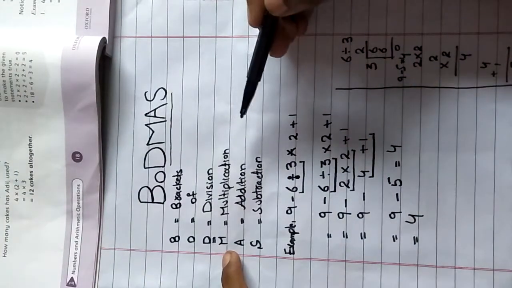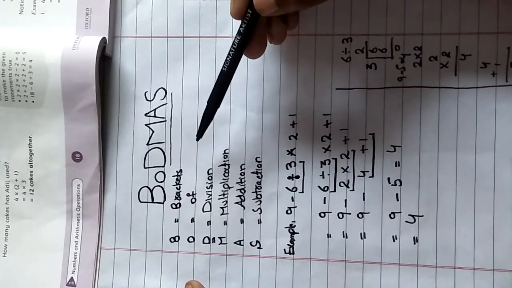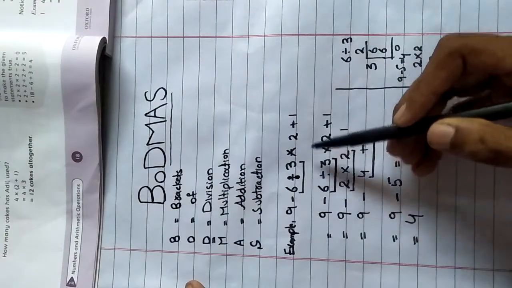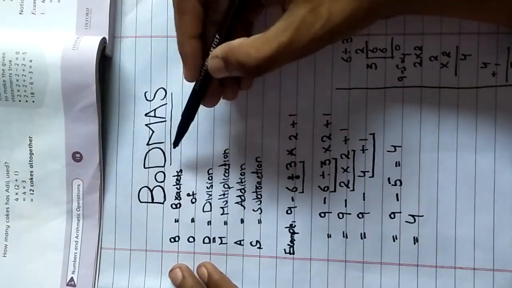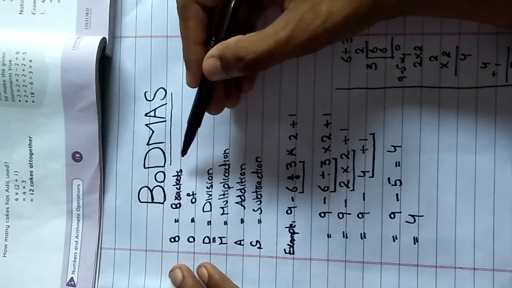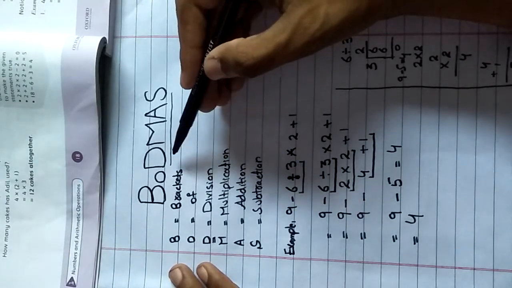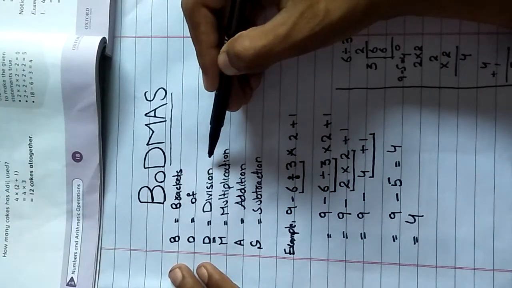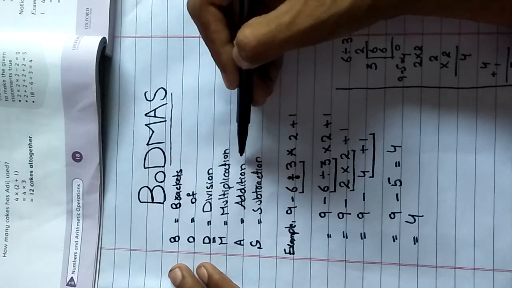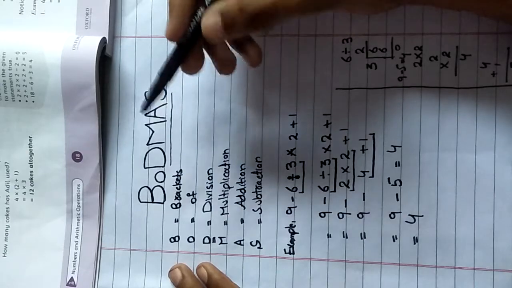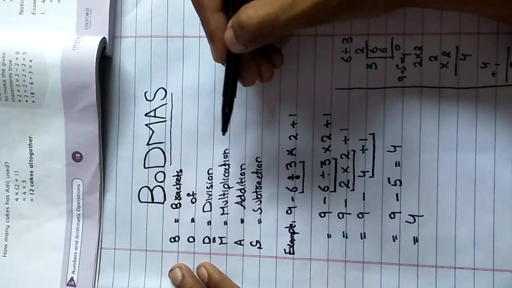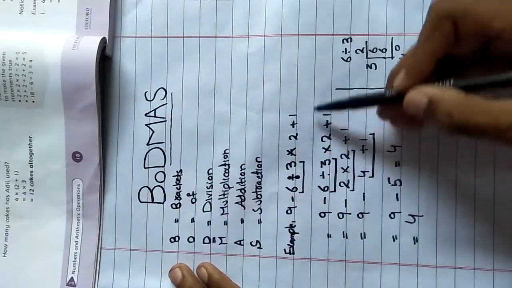Okay, so remember that in every question in which multiple operations are to be done, just follow this operations order. Firstly you have to solve brackets, then solve the division, then solve multiplication, then solve addition, and then solve the subtraction. Okay, this is the correct order of the operations to be performed in such types of expressions.